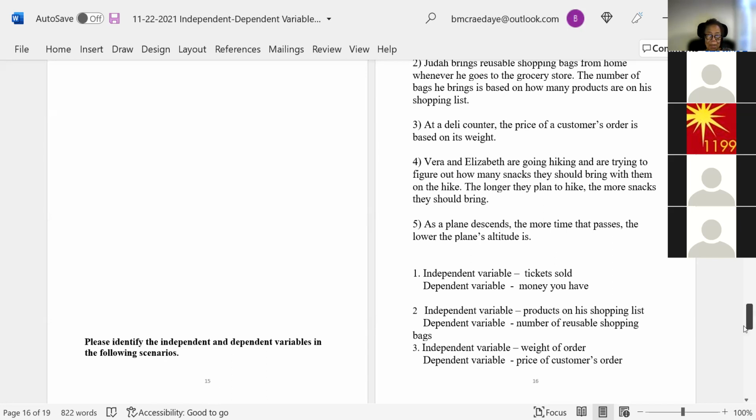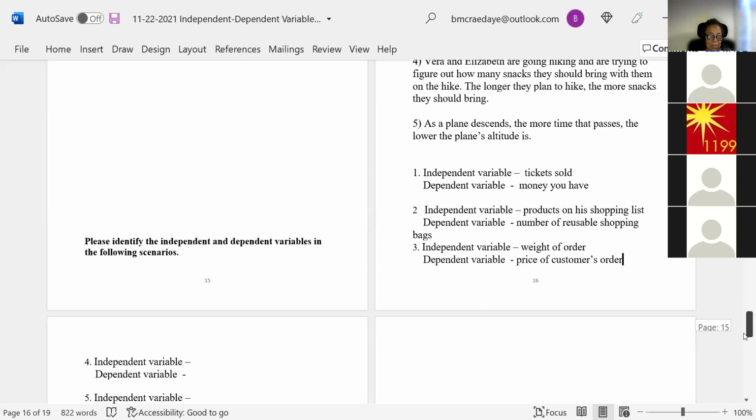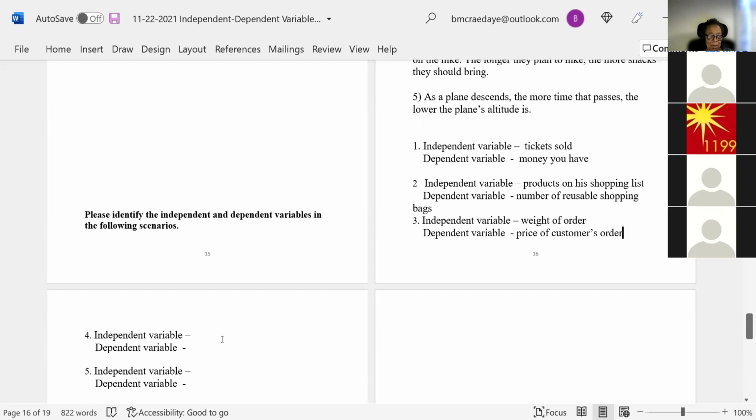Okay. Maureen, number 4. Vera and Elizabeth are hiking. The longer they hike, the more snacks they should bring. So what is the independent variable? What is the dependent variable?